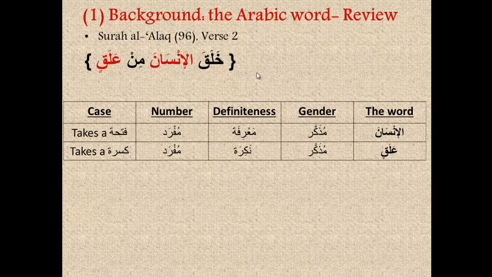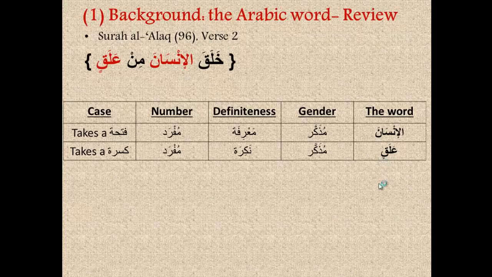Al-insana. The word alaqin, we hear the tanween, we know that it is indefinite or nakira. The word is mudhakkar as well, masculine. Regarding its number, it is mufrad, and regarding its case, it takes a kasra at the bottom.